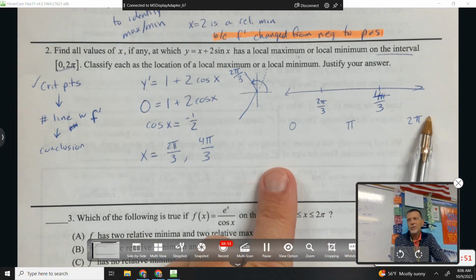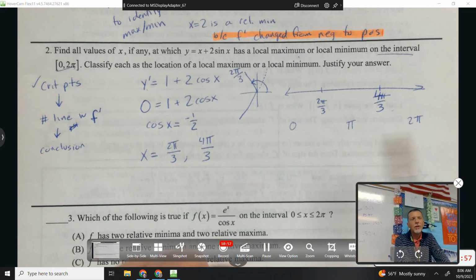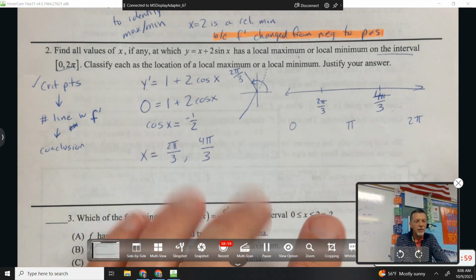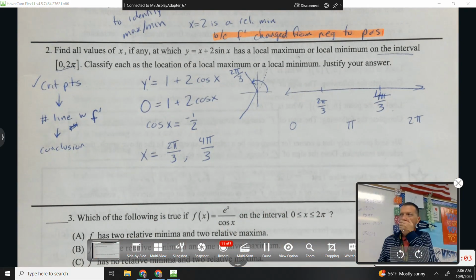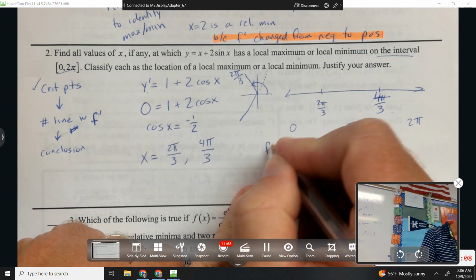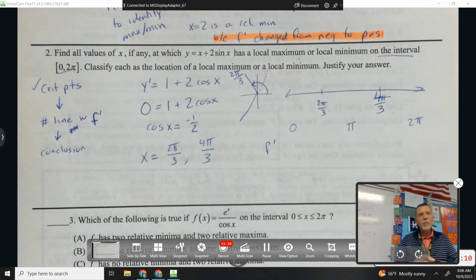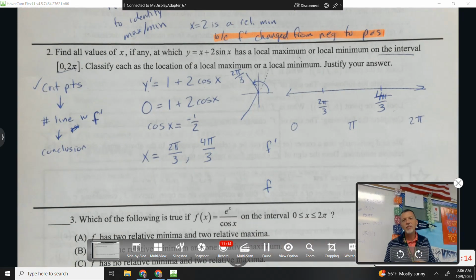What's that? You don't want to do that? You probably don't want to do that. You probably want to test them all to make sure. But if you're in a bind or you're feeling pressure for time or whatever, it's like, well, let me test one and hope that the alternating rule works. But the best bet would be check them all. Okay, so f prime, because f prime will tell me if f is increasing or decreasing, and then I'll know if I have a max or a min.